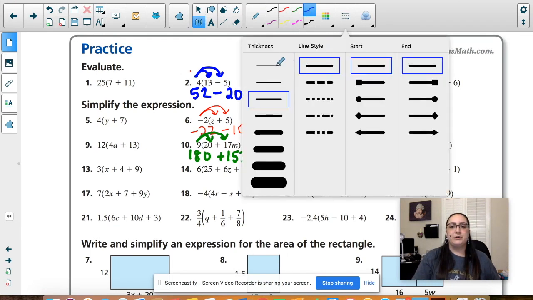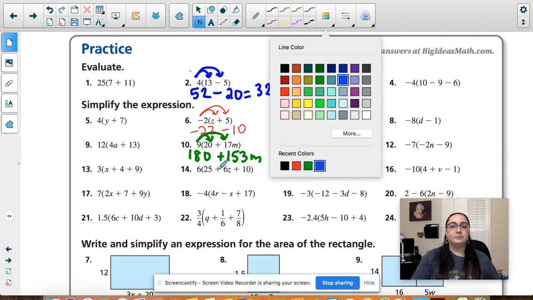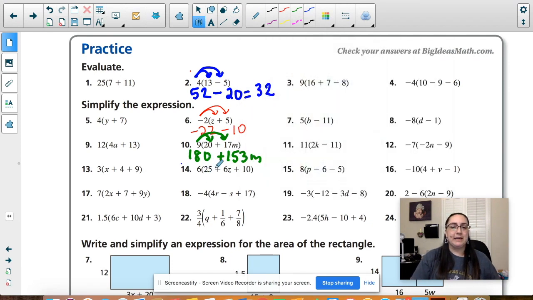number 14 shows 6 times open parentheses 25 plus 6z plus 10. So we're going to distribute the 6 into each term. It would be 6 times 25, 6 times 6z, and 6 times 10. 6 times 25 is 150. And then 6 times 6z, you multiply, and you get 36z. And then 6 times 10 is plus 60.